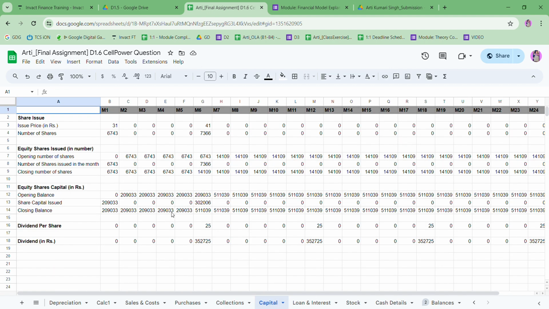And now we have calculated the capital sheet. In the capital sheet we have shown the issue price and number of shares in their respective month, and in month 16 also issue price and number of shares has been shown. Share capital issued can be seen here. We have multiplied the issue price with number of shares to get the share capital issued, and then we have shown the dividend per share. Dividend per share has been shown with the reference, and then dividend in rupees is shown by multiplying dividend per share with closing number of shares.